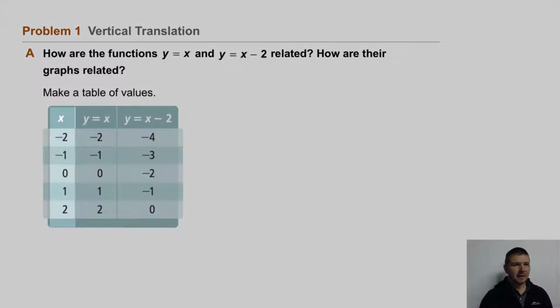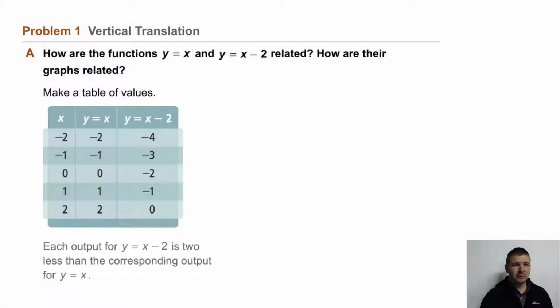We have x as a column on the left, some input values that we've selected: -2, -1, 0, 1, and 2. In the middle, the outputs for the equation y equals x: -2, -1, 0, 1, and 2, because y equals x. And then on the right-hand side, our new function, y equals x minus 2. So our outputs for that function, with an input of -2, we have an output of -4, an input of -1, output of -3, and so on. So note, each output for y equals x minus 2 is 2 less than the corresponding output for y equals x.